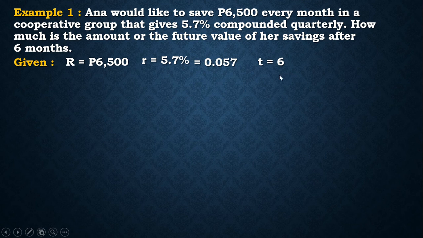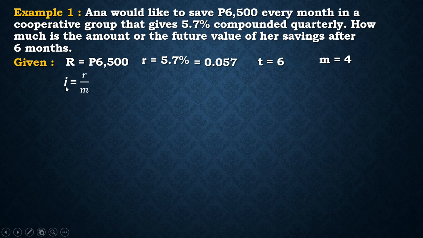And then the conversion period, M, that is quarterly, compounded quarterly. So, after the word compounded, meron siyang quarterly, that is equal to 4. Pag semi-annually, that is equal to 2. Pag monthly, that is equal to 12. Pag quarterly, that is equal to 4.